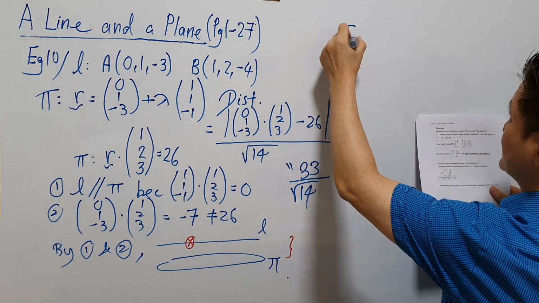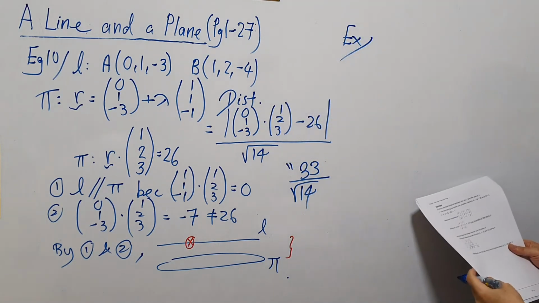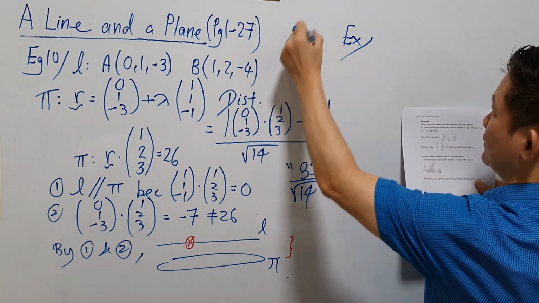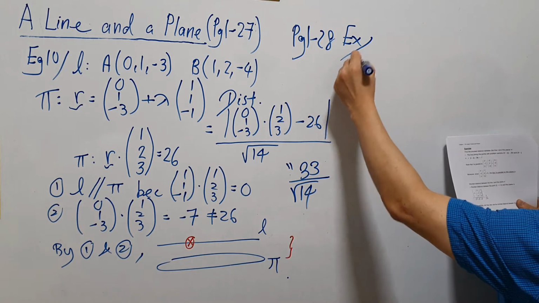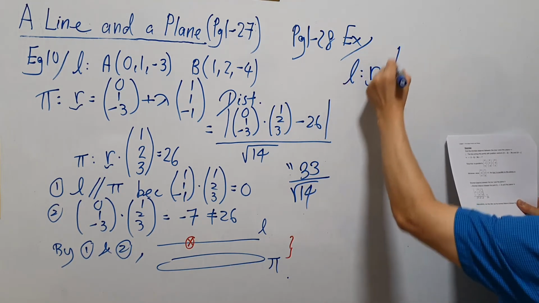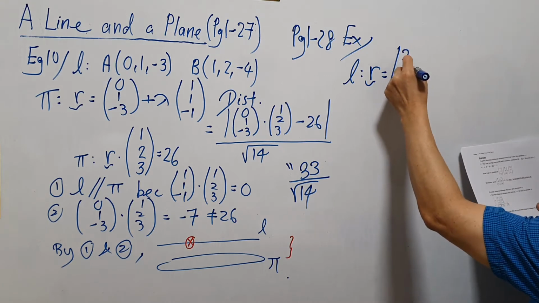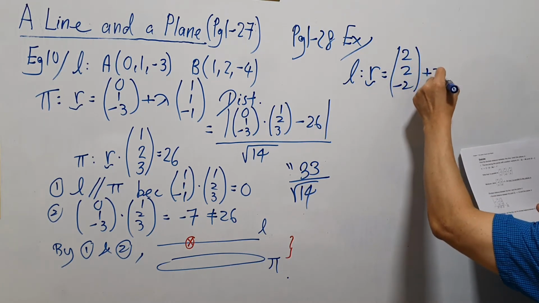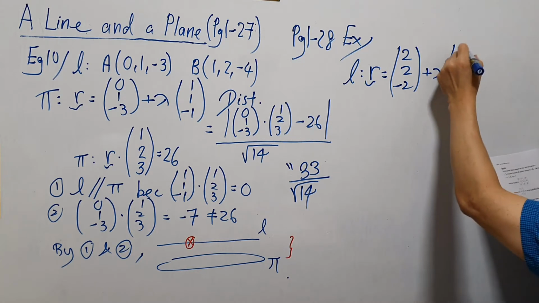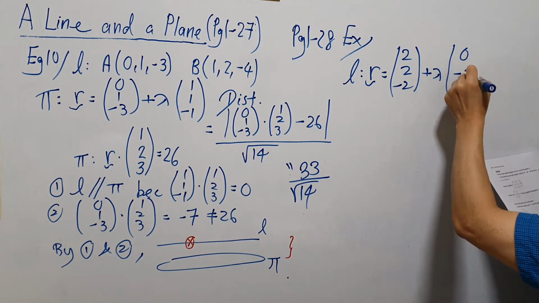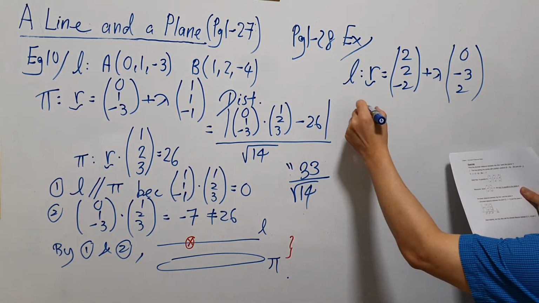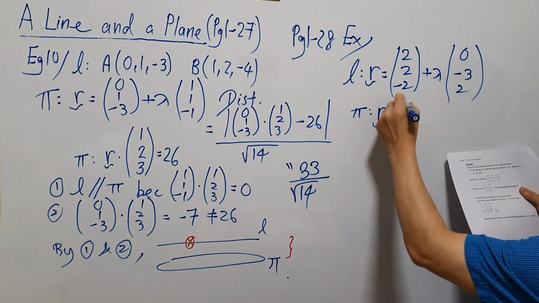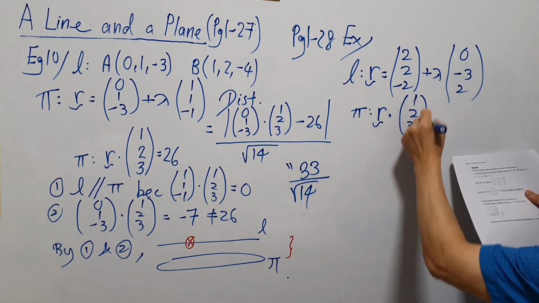Okay, let's do an exercise. This exercise is found on page 128. Alright, in this exercise, the same thing goes, no? You want to find the shorter distance between a line L and a plane. This line L is (2, 2, -2) plus lambda (0, -3, 2). And then the plane in question is this plane: (1, 2, 3) dot r equals -7.